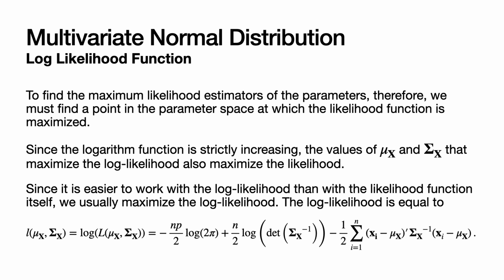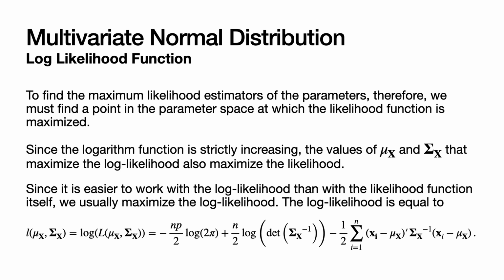And since, again, it's easier to work with the log likelihood because it involves just sums, rather than the likelihood function itself, which involves products, we usually maximize the log likelihood function. And then when we've done that, we know that we have the maximum likelihood estimators, the values for the parameters that would maximize the likelihood function as well.